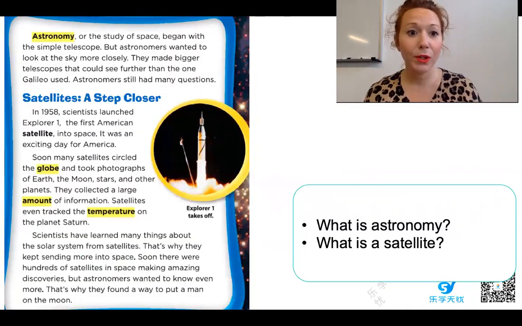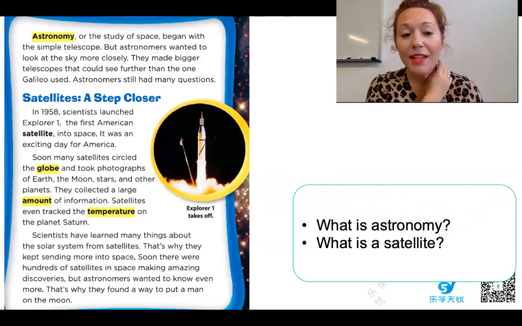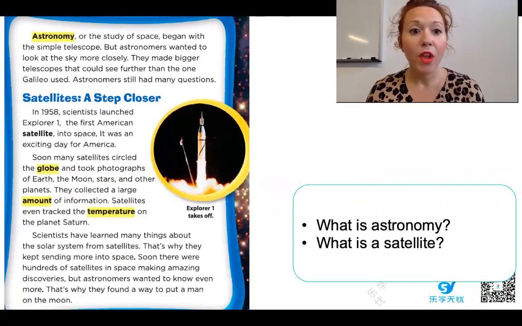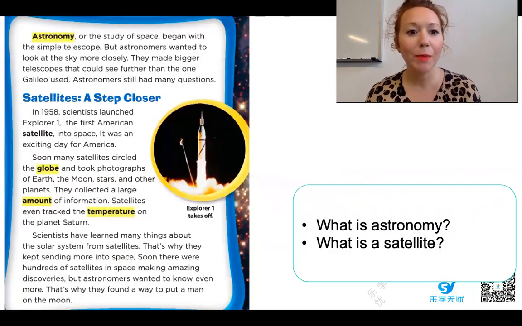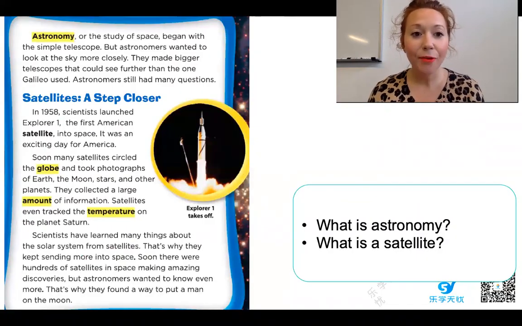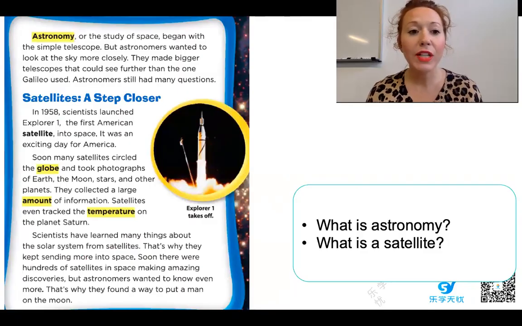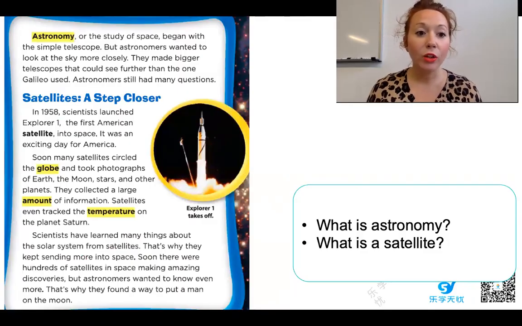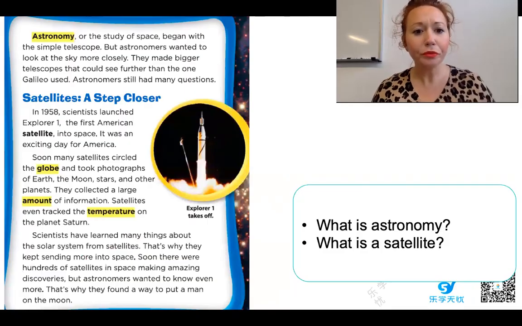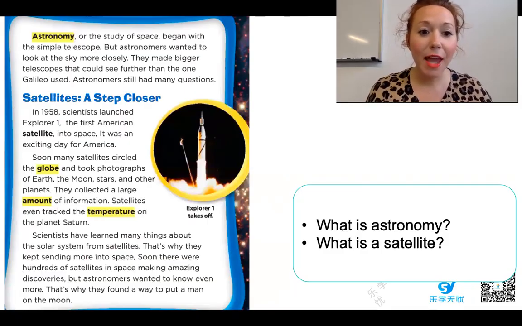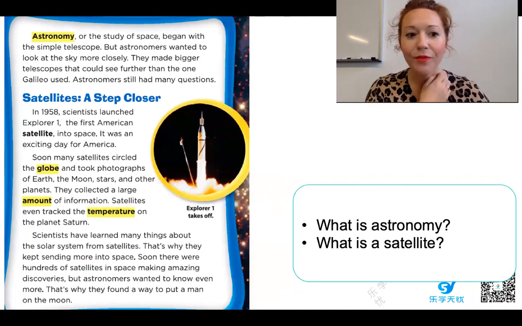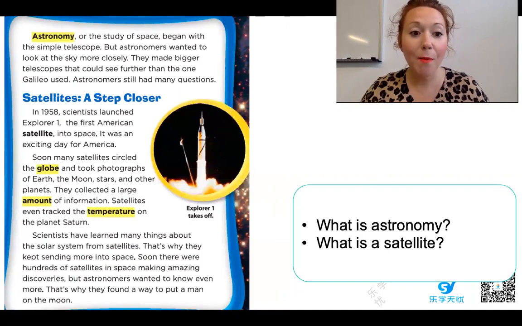Satellites, a step closer. In 1958, scientists launched Explorer-1, the first American satellite into space. It was an exciting day for America. Soon, many satellites circled the globe and took photographs of Earth, the moon, stars, and other planets. They collected a large amount of information. Satellites even tracked the temperature on the planet Saturn. Scientists have learned many things about the solar system from satellites. That's why they kept sending more into space.